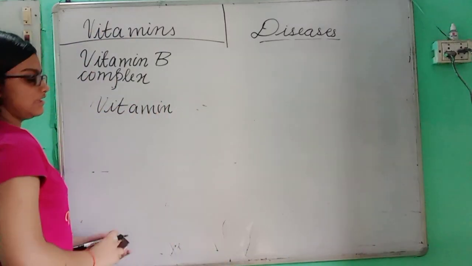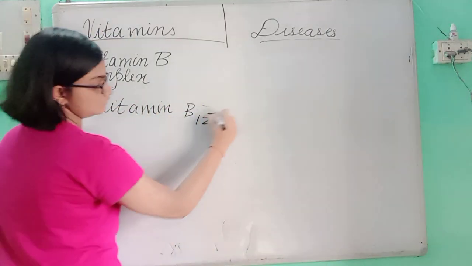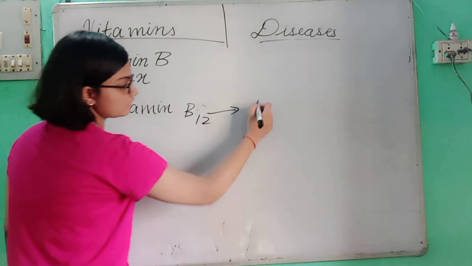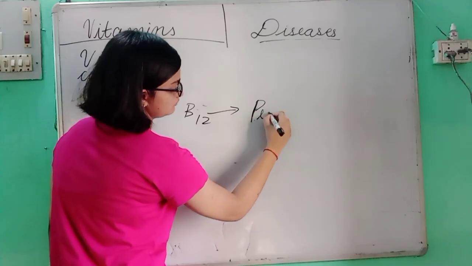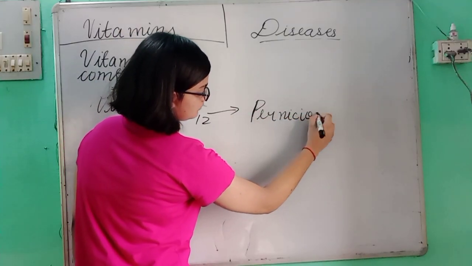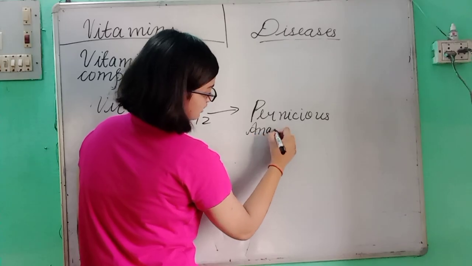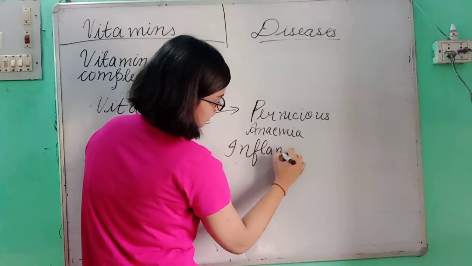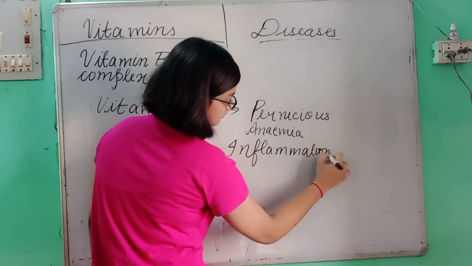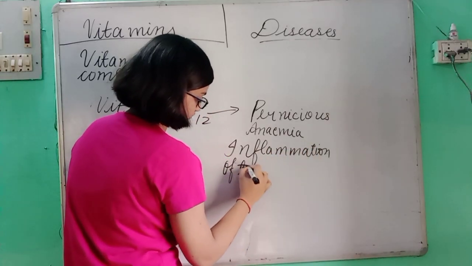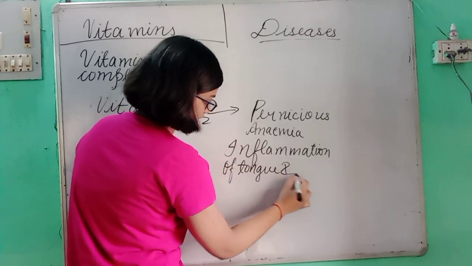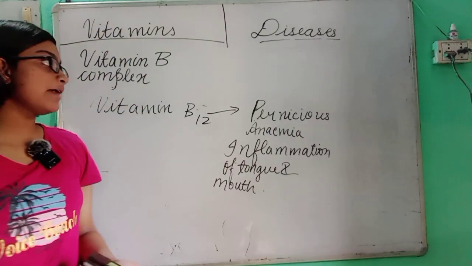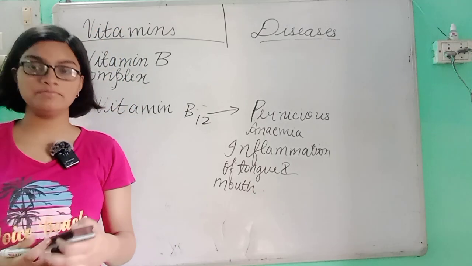So, vitamin B12 causes pernicious anemia and inflammation of tongue and mouth. Pernicious anemia, inflammation of tongue and mouth. So these were all the vitamins and the diseases caused by them.